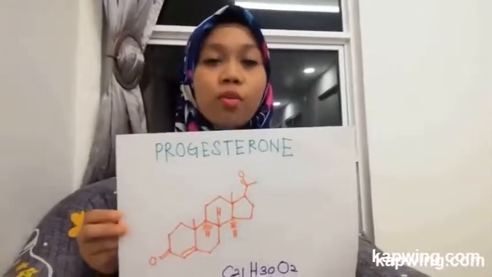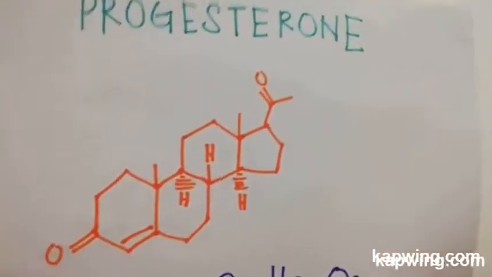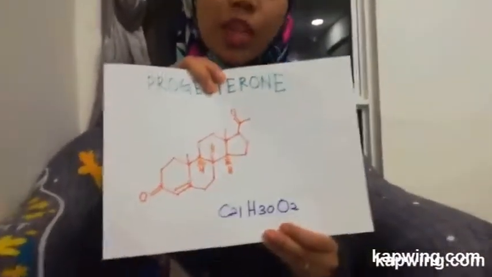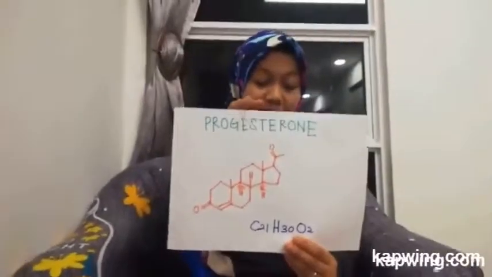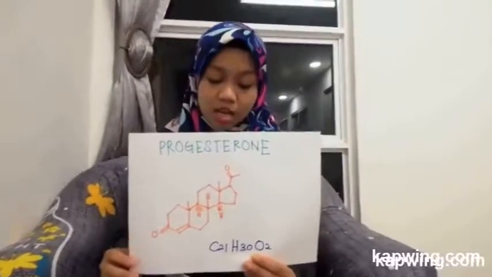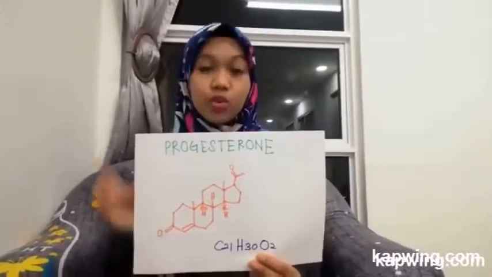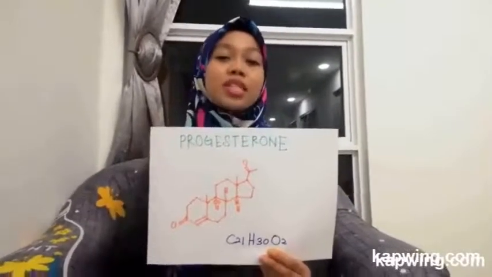The second type of gonad hormone is progesterone. The chemical formula is C21H30O2. Progesterone is a female sex hormone produced in the ovaries and important for the production and maintenance of the uterine lining during pregnancy. Estrogen and progesterone levels also regulate the menstrual cycle.